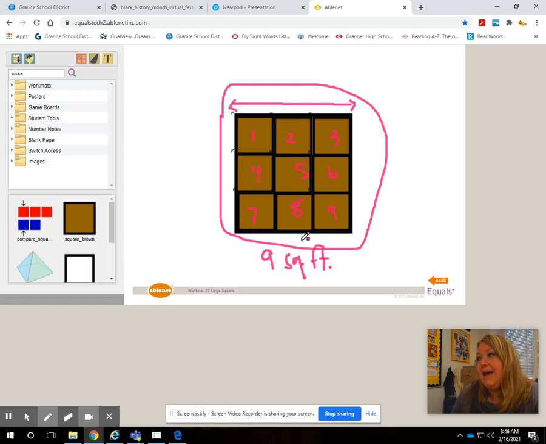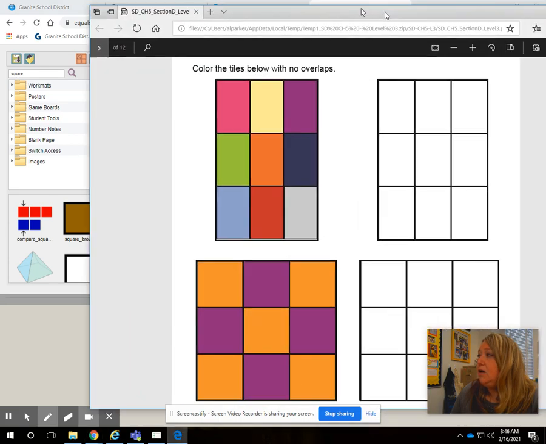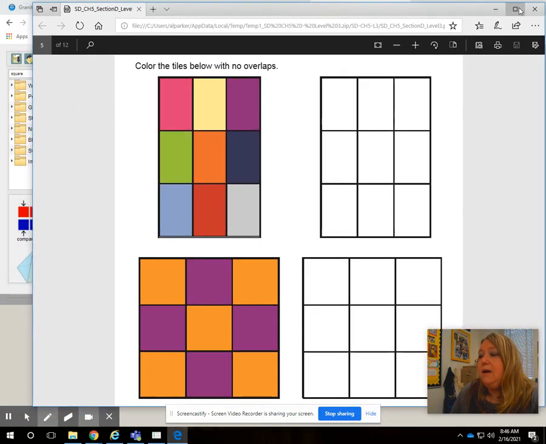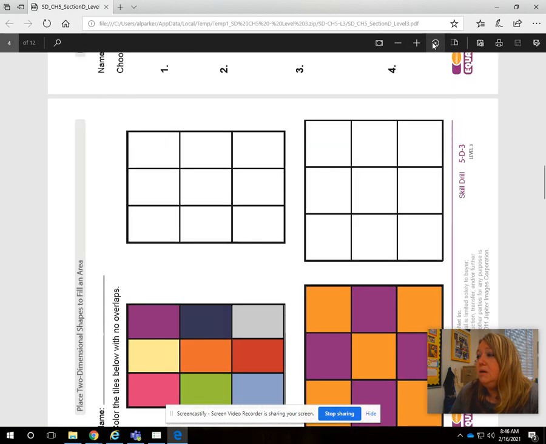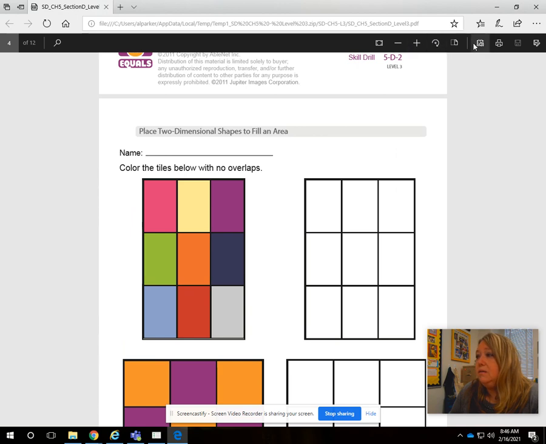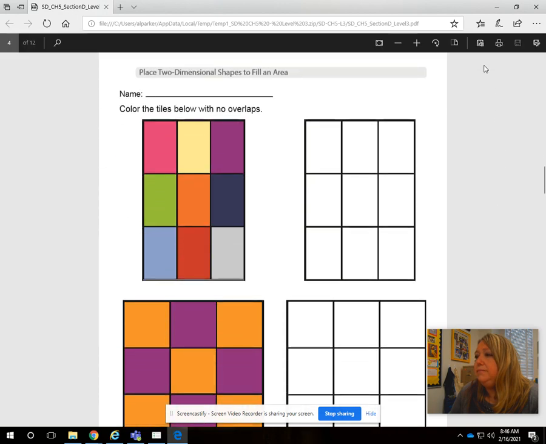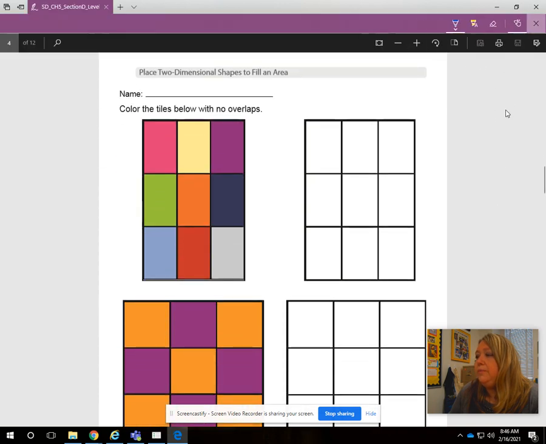So we kind of can count those different blocks and we add those up to determine what the area is for a larger section. Okay, so let's take a look at our worksheet right here. The worksheet just says to basically color the tiles with no overlaps. Well, that's not going to be too difficult. Whoops. Oh, look what I just did. I didn't mean to do that. Where is my pen at? Oh, it's up there. There we go.